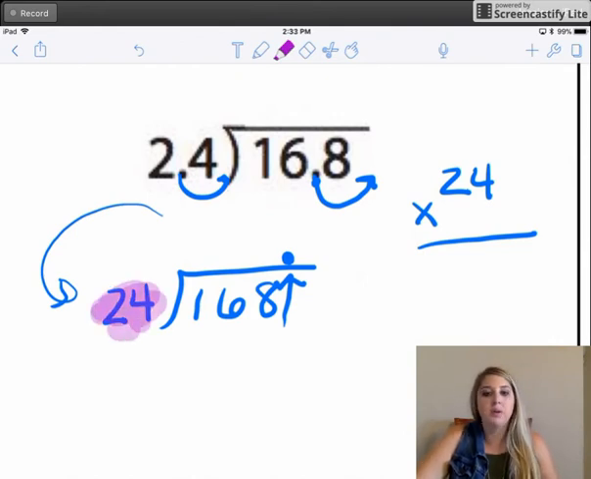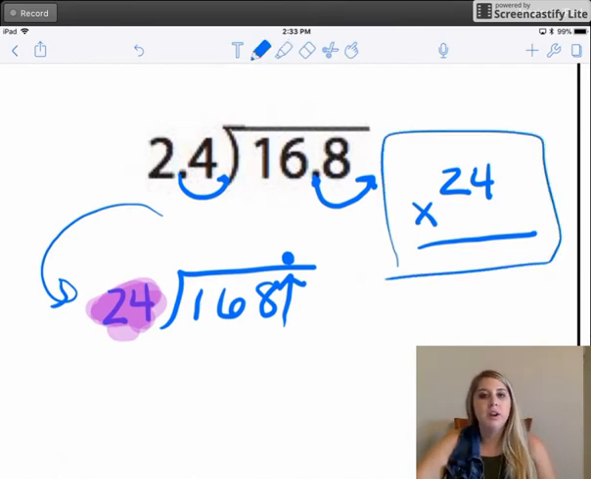Can 24 go into 16? Nope. Can 24 go into 168? Probably, but I'm going to have to figure out how many times. So over on this side, I was starting to figure out how many times 24 could go into 168, and I was just trying things.